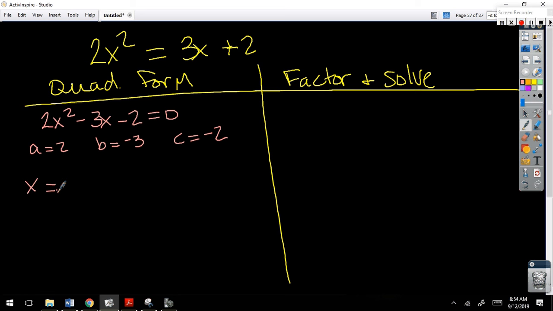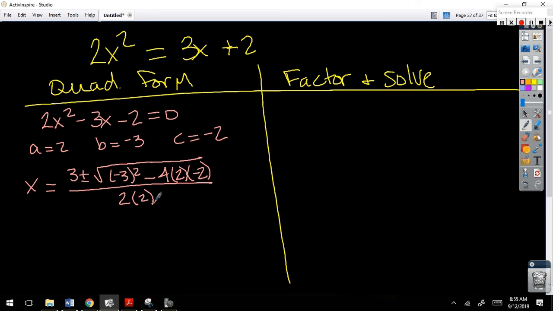All right, opposite B is what? 3. Plus or minus the square root of 9. That's right. Because it's B squared. I'm going to just plug it in here so everybody sees. Minus what? 4 times A times C. Everybody goes over what? 2A. 2 times 2.